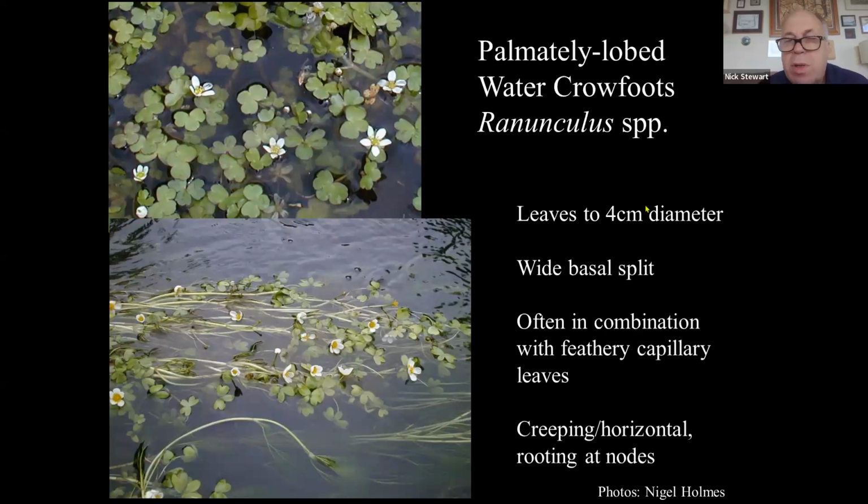So the water crowfoots generally have quite smallish leaves, up to about 4 centimeters. The width of this split becomes relevant with one of the ones I'm coming to in a moment. But you'll see that there tends to be quite a wide gap between the lowest lobes of the leaves. And often they're in combination with underwater leaves, which are divided in tuning fork divisions into lots of capillary segments.